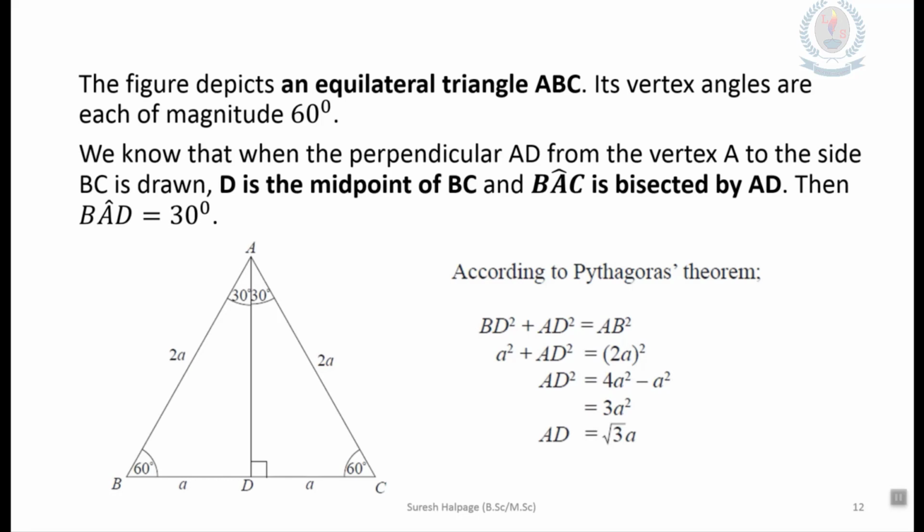So now we can use the Pythagoras theorem to find this height AD. According to the Pythagoras theorem, you can write a squared plus AD squared is equal to hypotenuse squared, 2a squared. So then you can find AD equal to root 3a.